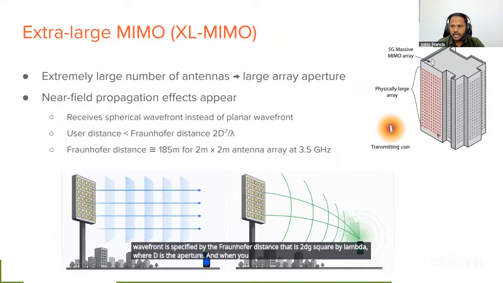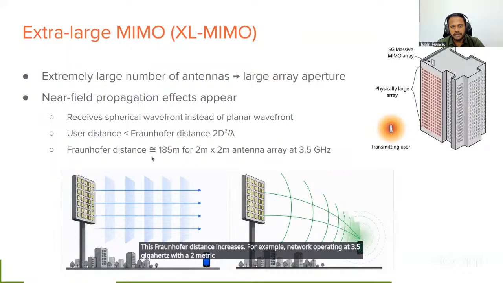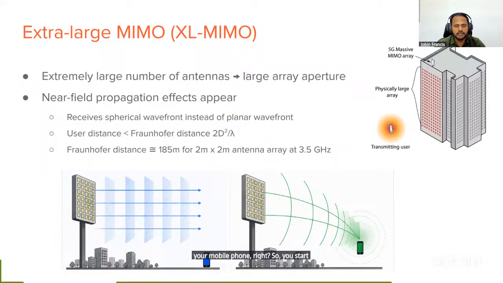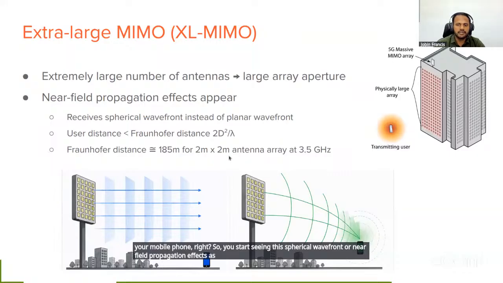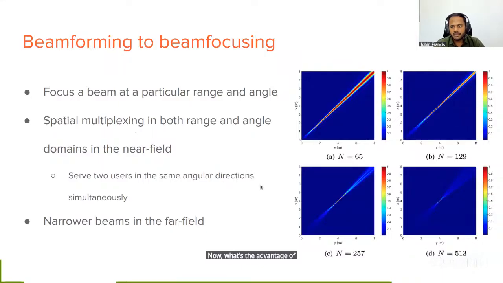When you have these physically large arrays, this Fraunhofer distance increases. For example, for a network operating at 3.5 gigahertz with a 2 meter by 2 meter antenna array, it is somewhere around 200 meters. That is a typical distance that you might have between a cell tower and your mobile phone. So you start seeing these spherical wavefront or near field propagation effects as the antenna array grows. Now, what's the advantage of having this? This is sort of like having a torchlight versus a lens.